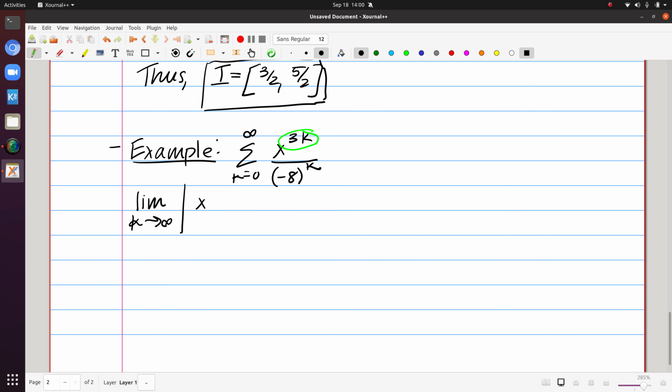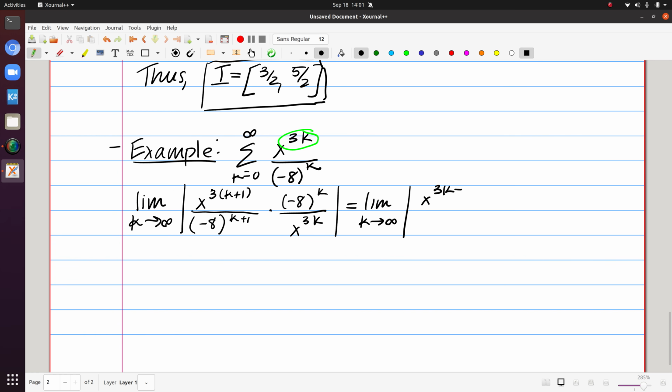In finding now my next term, again, I have to think of this as substituting in k plus 1 for k, making sure that I do, in fact, distribute that 3 through there. And I'm going to multiply by the reciprocal. So writing this, what I want to notice is I really have x to the 3k plus 3.